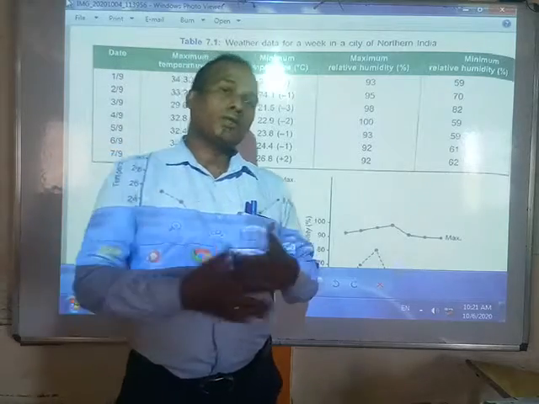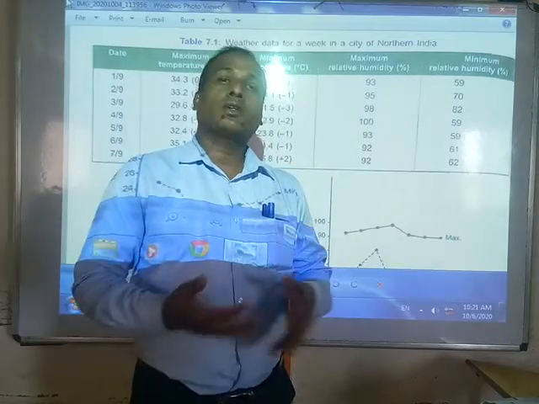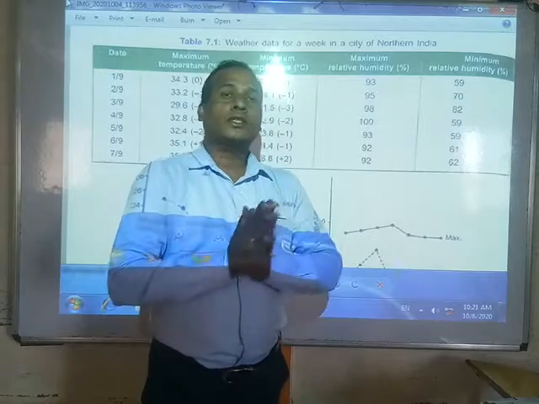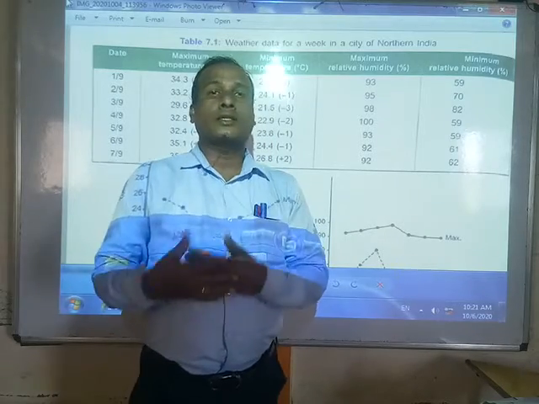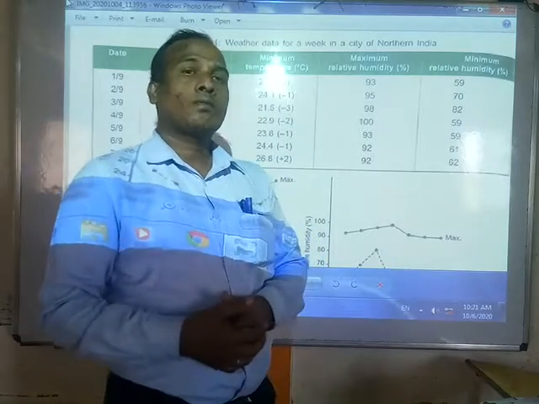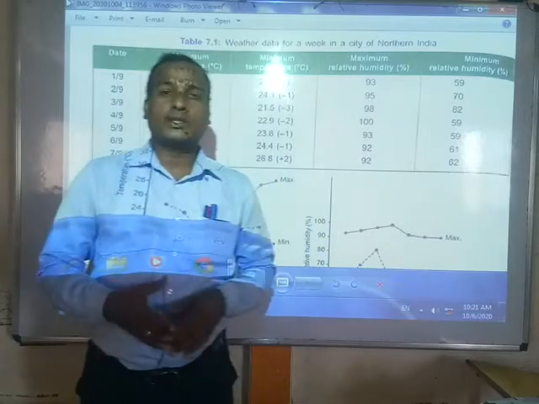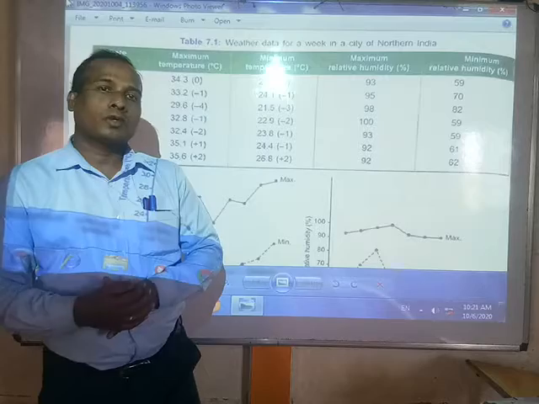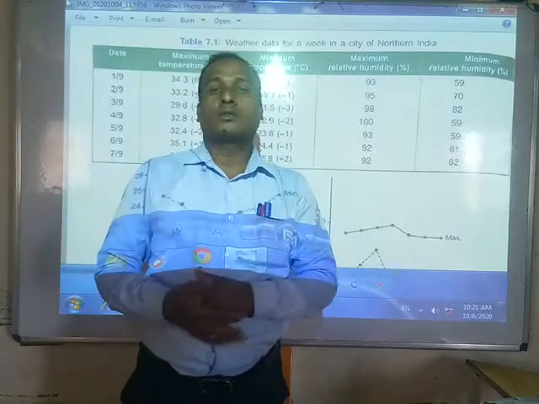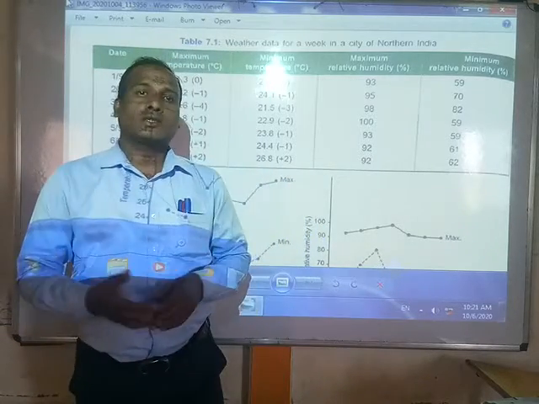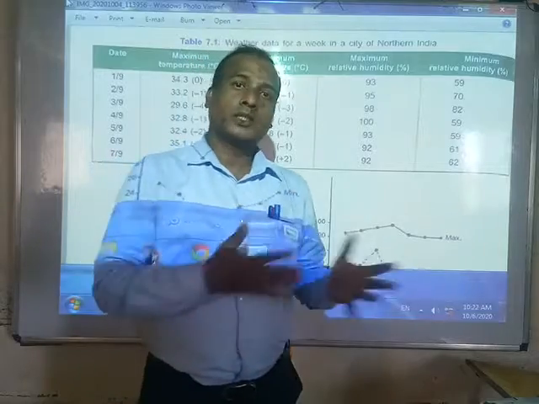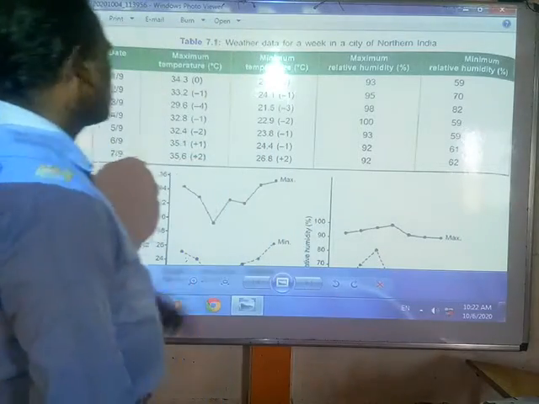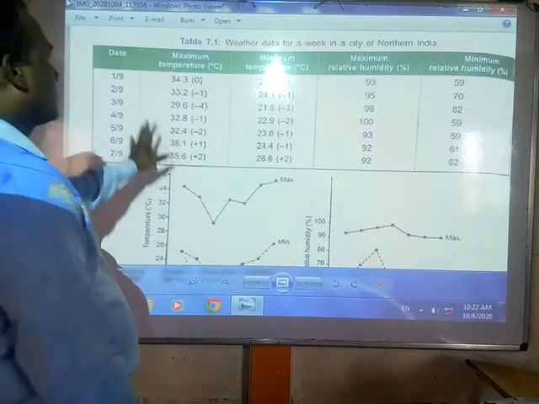But friends, today we are going to discuss another chart, which is related to the weather of northern India. In northern India, for a week, we will discuss what the maximum temperature is, what the maximum relative humidity is, and what the minimum relative humidity is in this chart. And we will also see the graph. Friends, observe here.